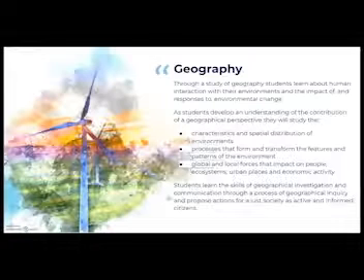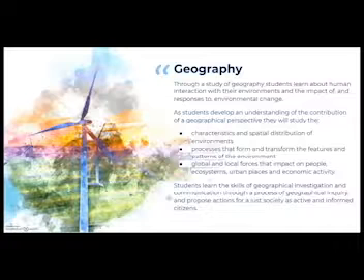As a Stage 6 Geography student, you will learn about human interaction with the environment and the impact of and responses to environmental change. In other words, we will focus on the economic, political, social and environmental perspectives of our interaction with the environment. As a student of geography, you'll focus on the characteristics and spatial distribution of environment, the processes that form and transform the features and patterns of the environment, and global and local forces that impact on people, ecosystems, urban places, and economic activity.